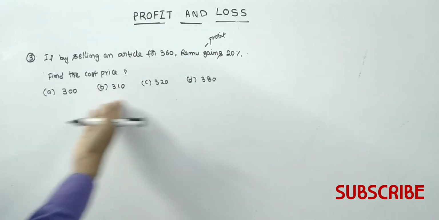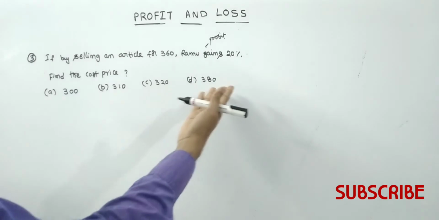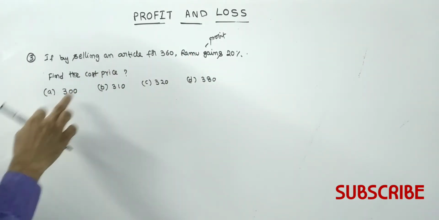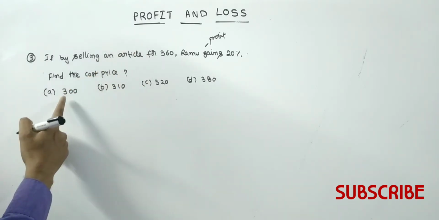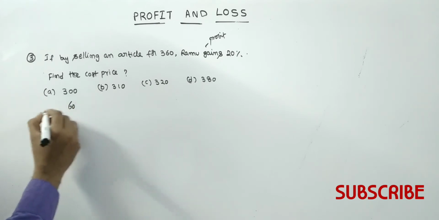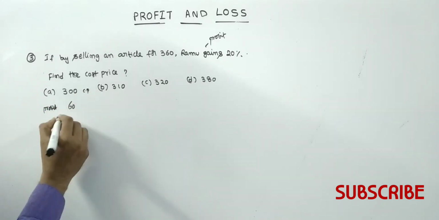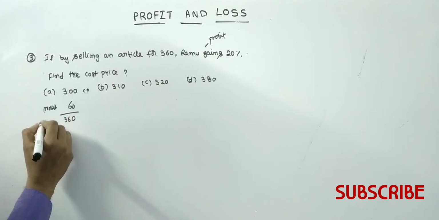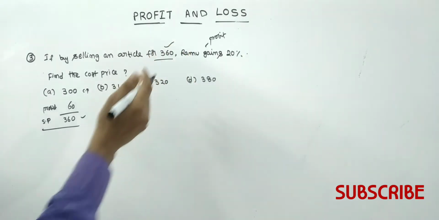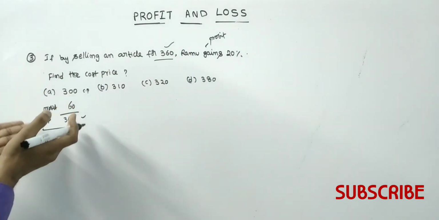He has given the cost price here. Then you just calculate the 20% of the cost price. See friends, first answer is 300. 20% of 300 how much? 60. Then this is the profit. This is the cost price. Then total selling price how much? 360. What he has given? Selling price is 360. So no need to check the other options also. Straight away we will get the answer here.